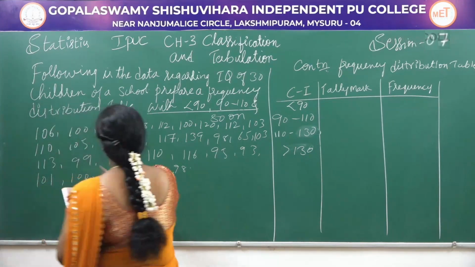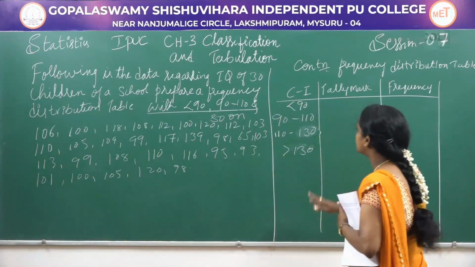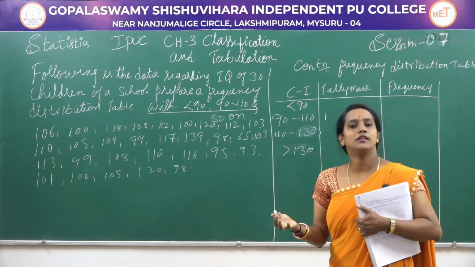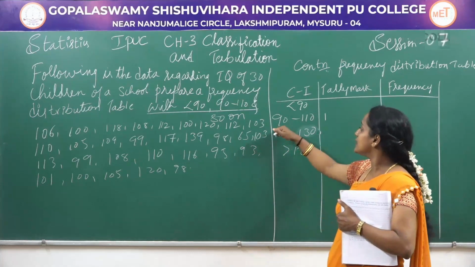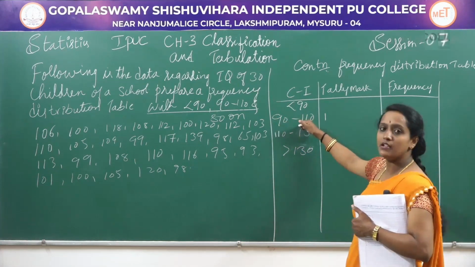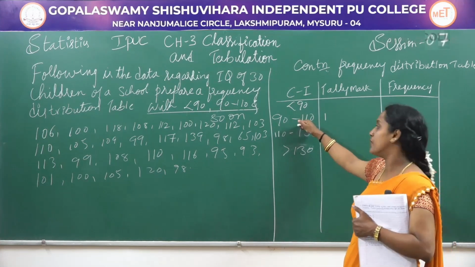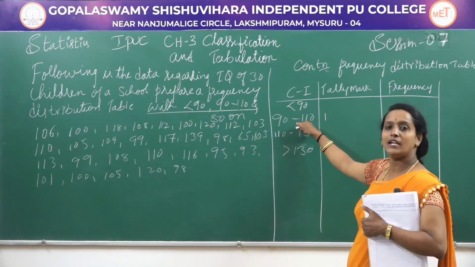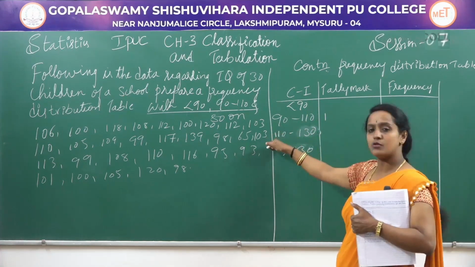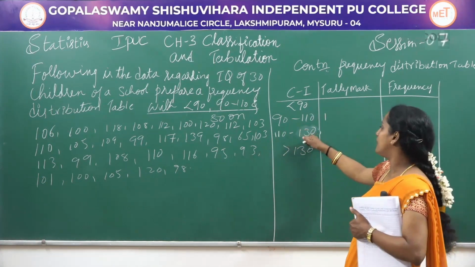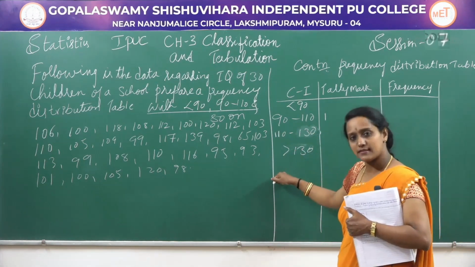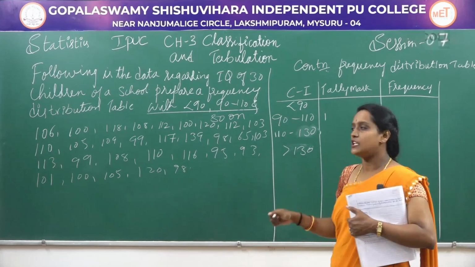For the first value, 106 will come here. You know how to put the tally marks with the intervals. If the numbers are between 90 to 110, 109 only is included; if 110 comes, we will not include that number in this interval. This 110 will go to the next interval. Similarly, 130 will not be included in this interval, 130 will go to the next interval. Like that we will continue.